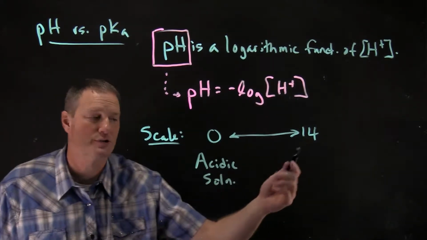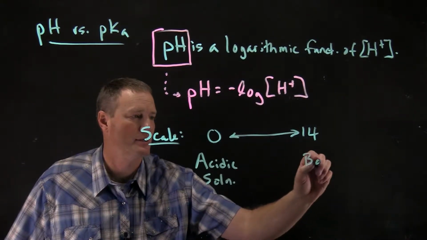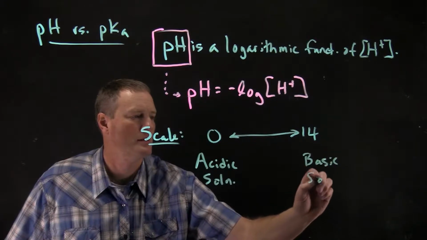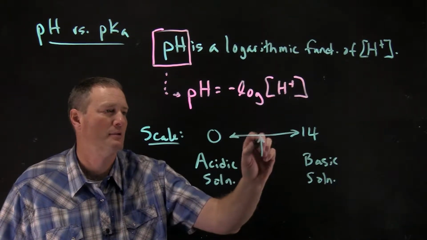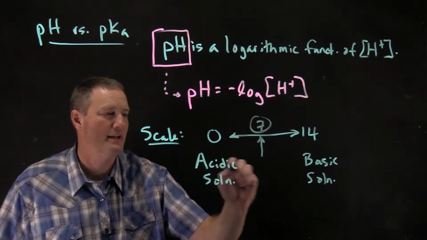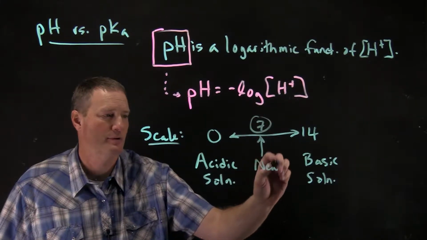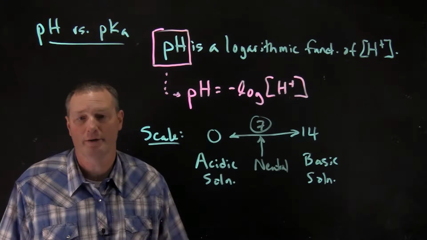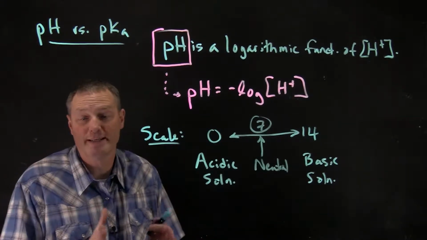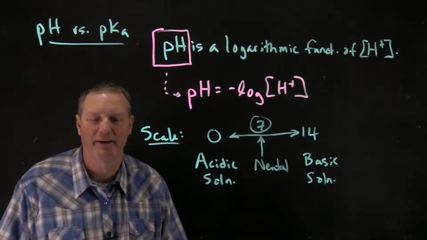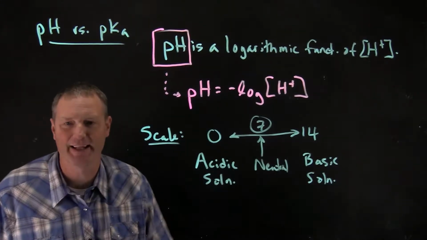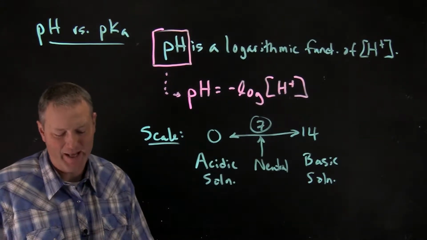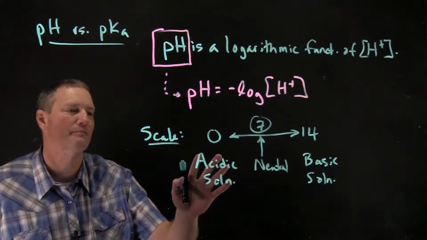Conversely, if you're up towards 14, this would be a basic solution, if you were measuring the pH. And right here in the middle, if you're at a value of 7, that would be a neutral solution. Pure water is actually neutral. It's actually pretty difficult to get to exactly 7 on the pH scale in terms of pure water. It's kind of hard to get really pure water. Okay, so that's the scale for pH.